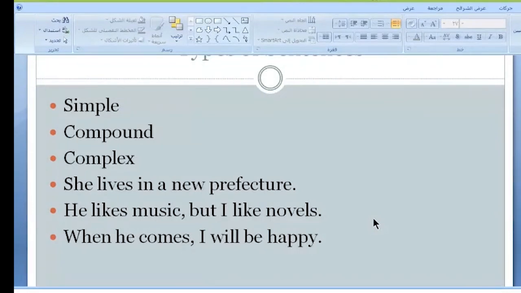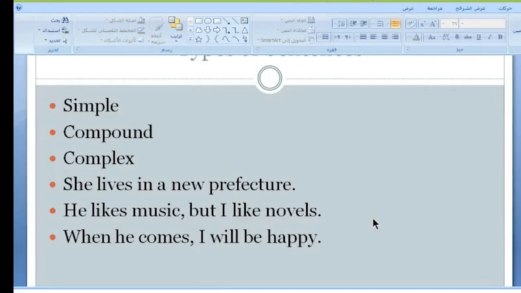It can stand alone. So a complex sentence has two clauses. One of them is main, the other is subordinate, or secondary, or dependent. It cannot stand alone. It needs another clause to complete its meaning, to complete its reference.